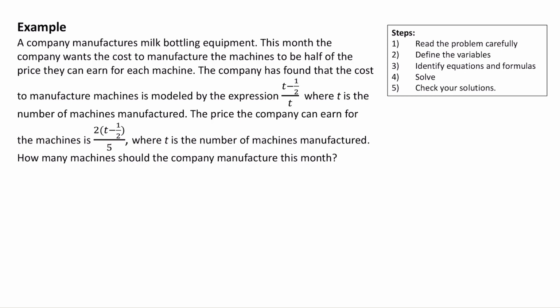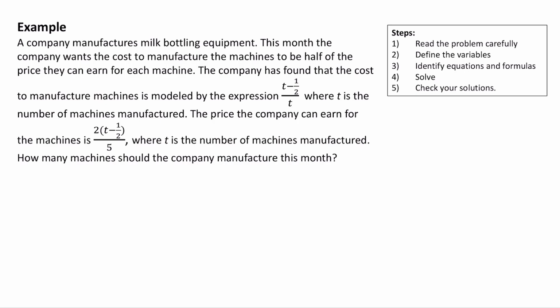So let's look at this first example. In this first example, it says that a company manufactures milk bottling equipment. This month, the company wants the cost to manufacture the machines to be half the price they earn for each machine. The company has found that the cost to manufacture machines is modeled by the expression (t minus a half) over t, where t is the number of machines manufactured. The price the company can earn for the machines is 2 times (t minus a half) over 5, where t is the number of machines manufactured.